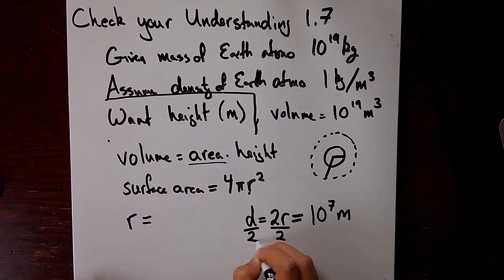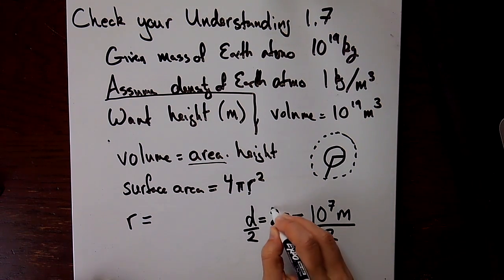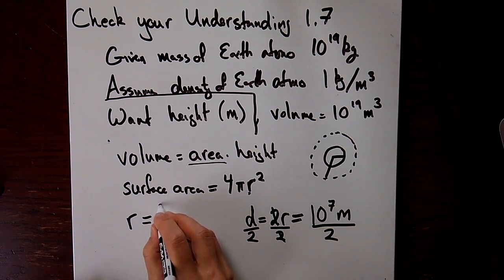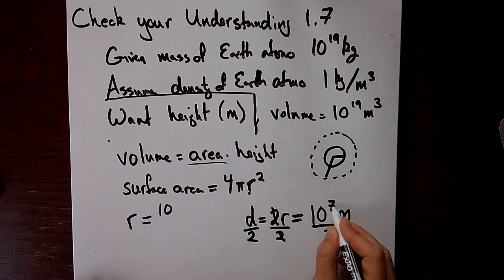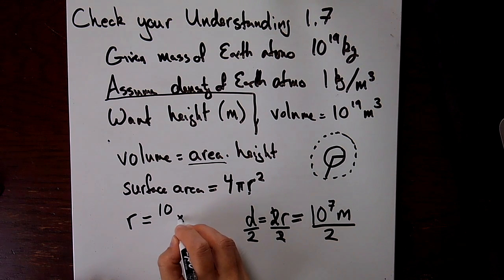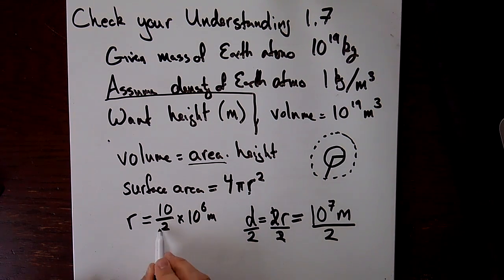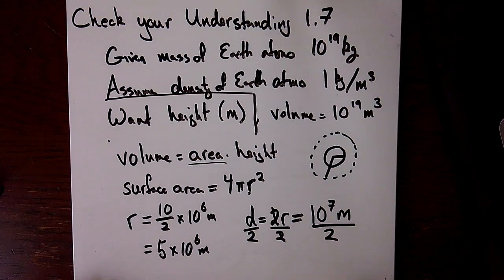We're going to divide the diameter by 2 to get the radius. So that is going to be, let's split this 10 to the 7th up into 10 and 10 to the 6th meters. So we can divide one of those 10s, this guy, by 2. And we'll get the radius is 5 times 10 to the 6 meters.